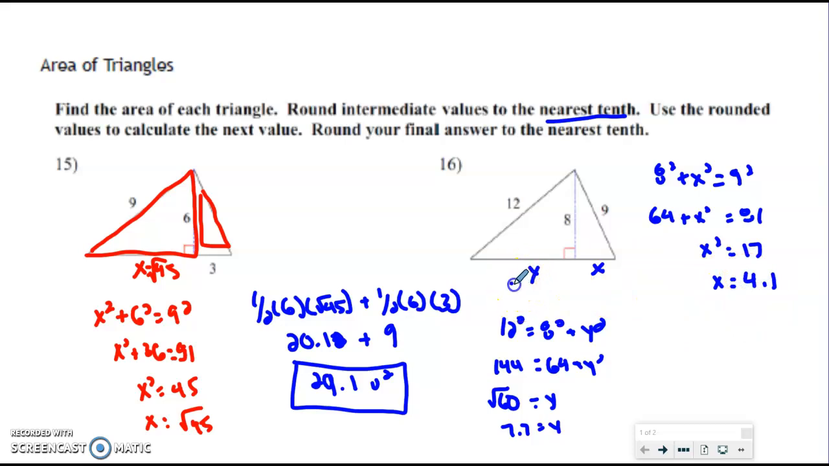So if I know this is 7.7 and this is 4.1, another thing I could do is add those two bases together, and I would take half of 8 times 11.8, because that's the sum of those two sides. So if I take 4 times 11.8, I get 47.2. So the area of this triangle overall is 47.2 units squared.